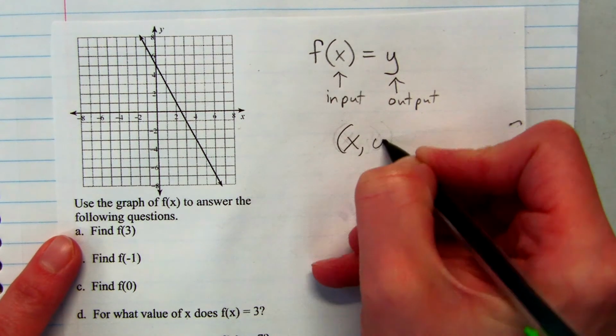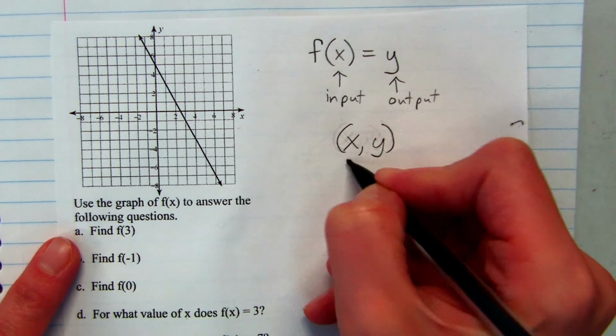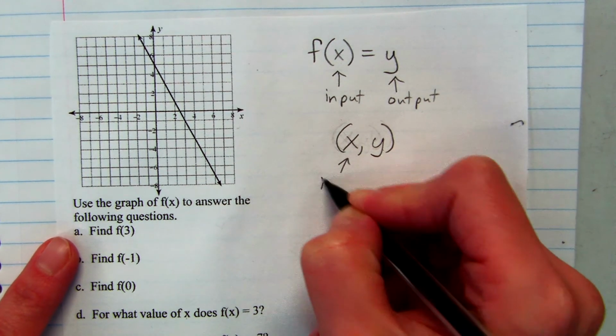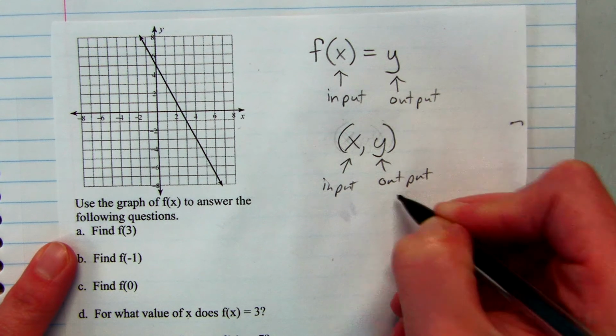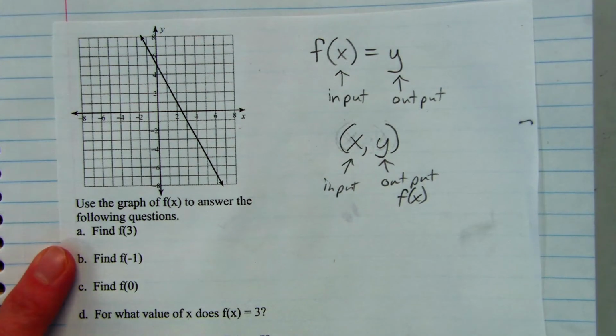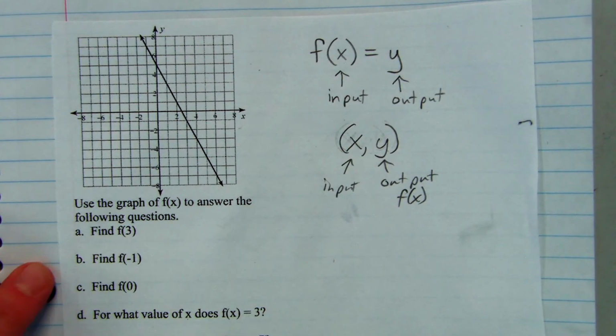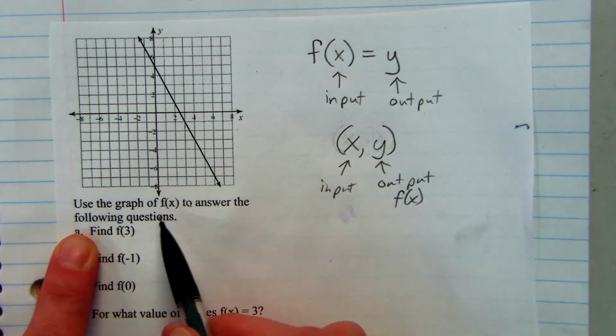And so we're going to be looking at points on the graph in the form x, y, where this is your input, and this is the output from the rule f of x. Okay? So this is just to remind you how the notation works. So let's use the graph of f of x to answer the following questions.